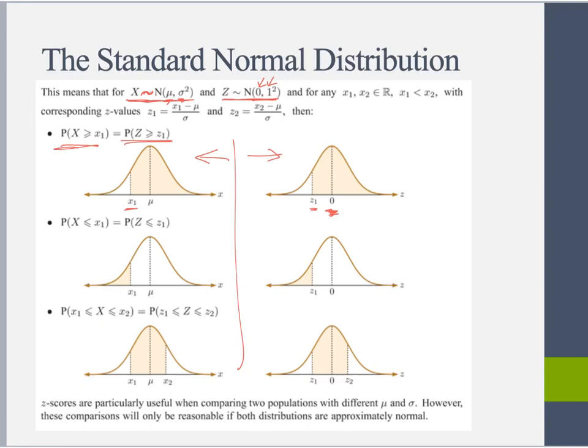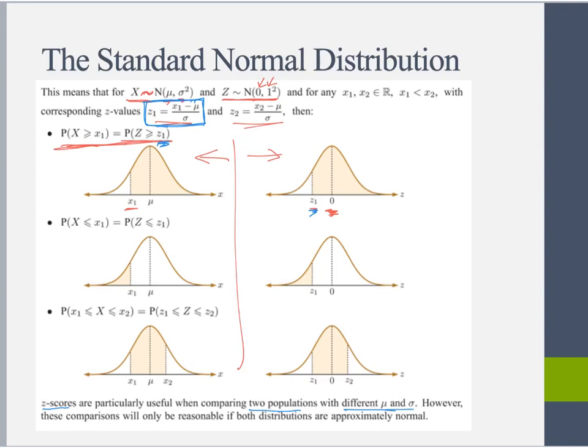Now for the corresponding Z values, Z1 would be X1 minus the mean over sigma, and likewise Z2, and we could do that to find what they would be when we start equating things. So these are equal, and we find this figure here, or this figure here, by using this equation. We'll go through some examples on how it works to show you what we mean. But the thing to note is that Z scores are particularly useful, as it says down here, when comparing two populations with different means and standard deviations.